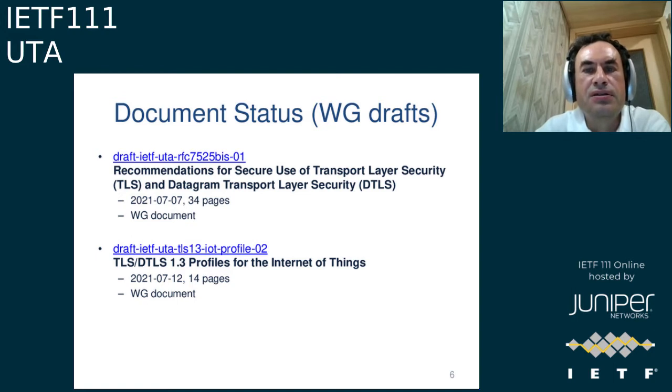Another draft is the TLS 1.3 profile for Internet of Things. It has been developed quite well recently, probably not at such a pace as before, and I'm a bit concerned with the lack of discussion on the list. But anyway, the draft is being developed.